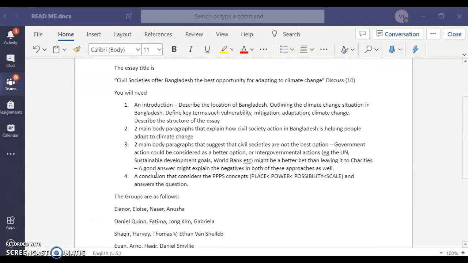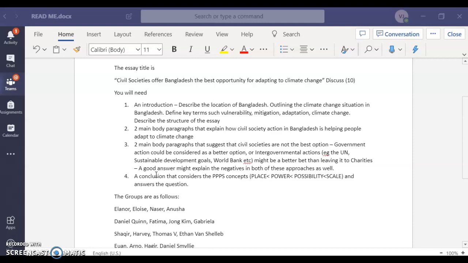Inside the essay you will need an introduction that describes the location of Bangladesh, outlines the climate change situation in Bangladesh, and defines key terms such as vulnerability, mitigation, adaptation, climate change. Also, at the end of the introduction, there should be some sort of sentence that describes the structure of the essay. Secondly, you will need to have 2 main body paragraphs that explain how civil society action in Bangladesh is helping people to adapt to climate change.